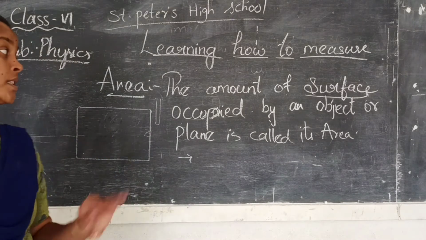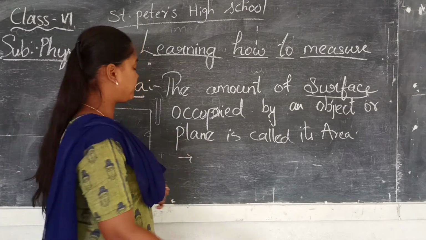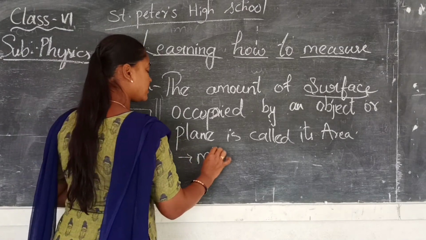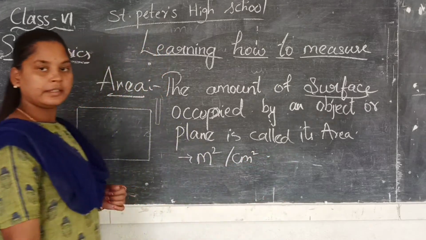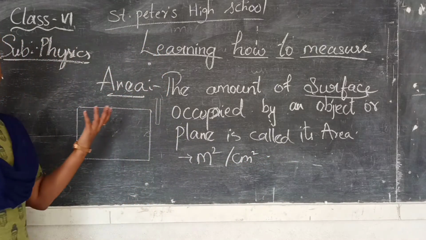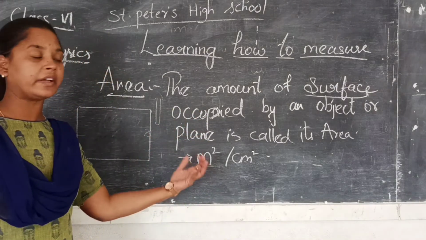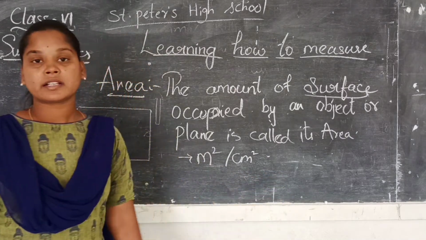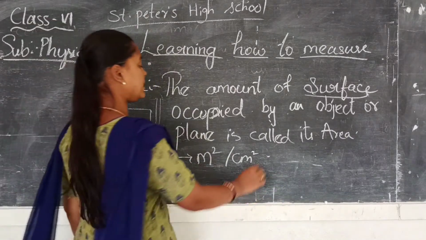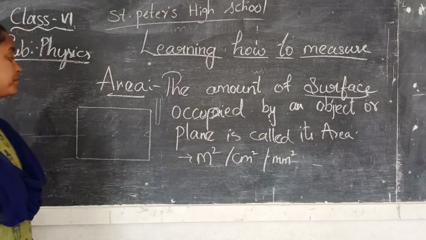Okay. So this is area, and the units of area can be written as meters square or centimeters square, depending on the object we are taking. If it is very big, we can write it as meter square. If it is less, it can be written as centimeter square. If it is a little less, you can write it as millimeter square, for very, very small objects.